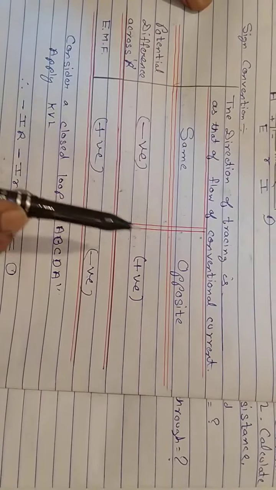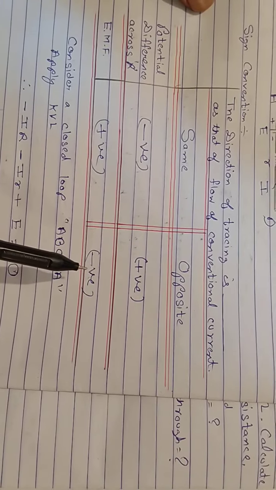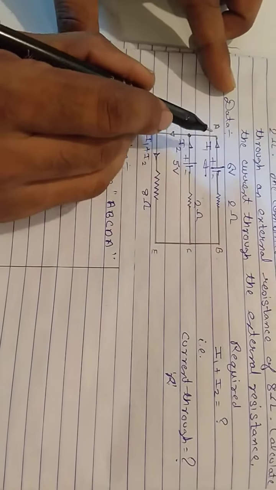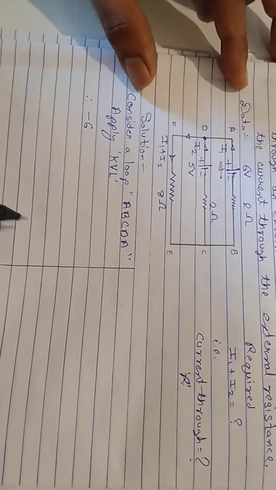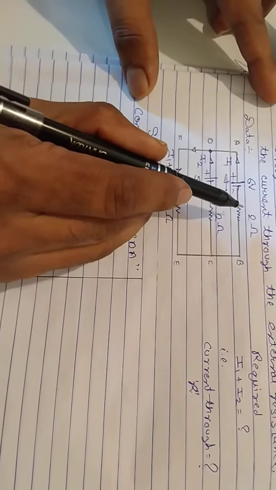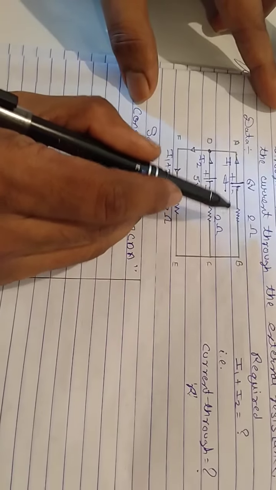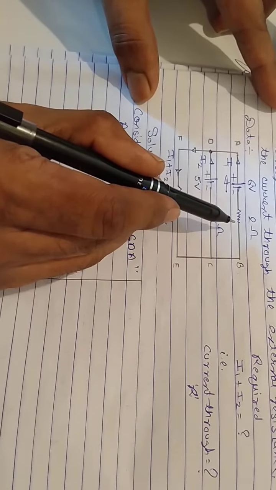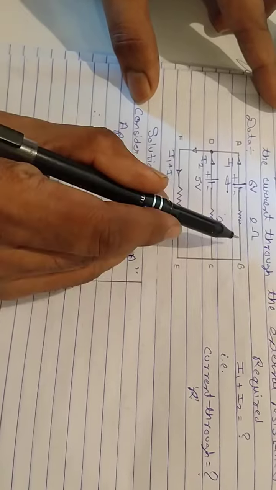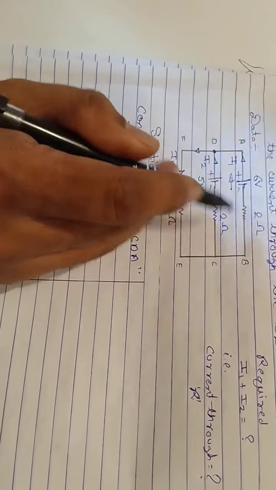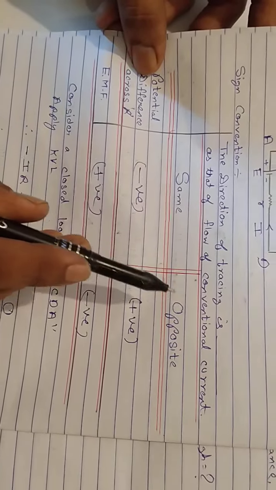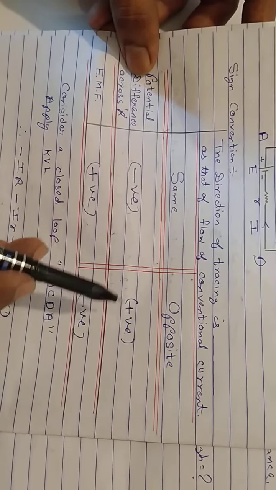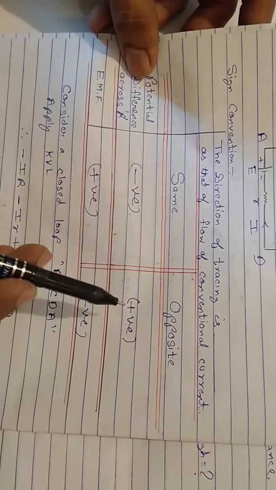Opposite. So, students, if the EMF direction and my tracing direction are opposite, then EMF is taken as negative. So here 6 I'm going to take as negative. Then the second component I got is 2 ohm. What is the current flowing through the 2 ohm? I1. My direction and the current direction are opposite, so the multiplication of current and resistance is always positive.